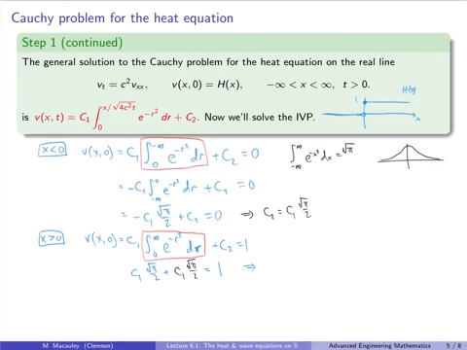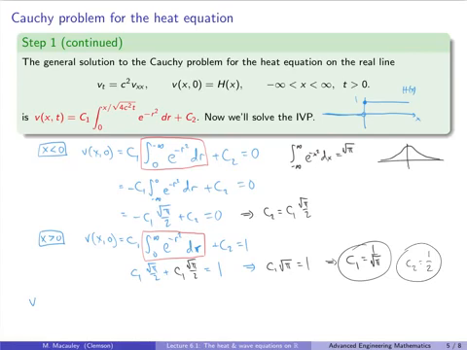So that means that c1 root pi equals 1, so c1 equals 1 over root pi. I'm glad I didn't try to squeeze this into the last slide. This is much better. So c1 is 1 over root pi, and c2 is c1 times root pi over 2, so c2 is just going to give us 1/2. Okay, so now we have our final solution.